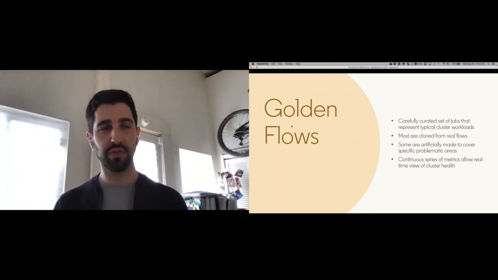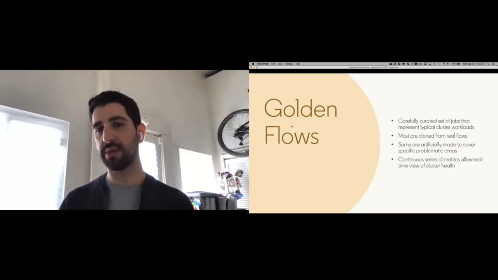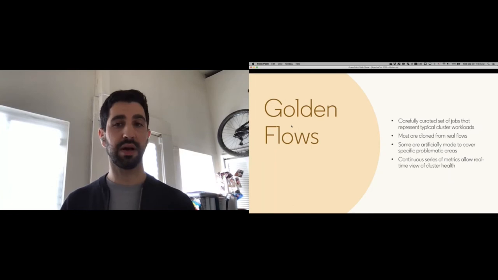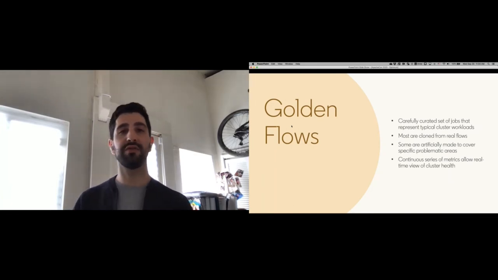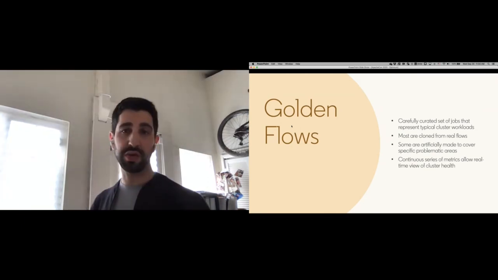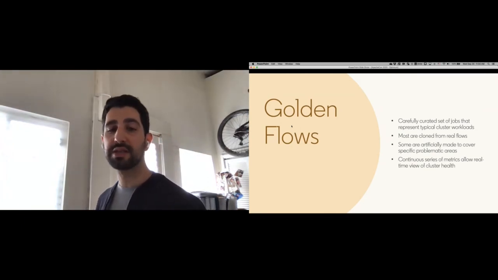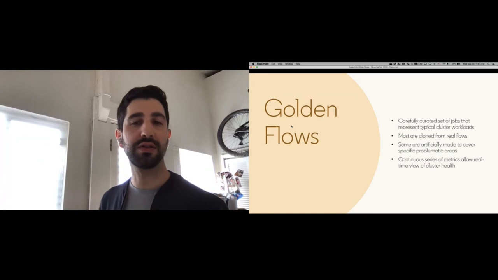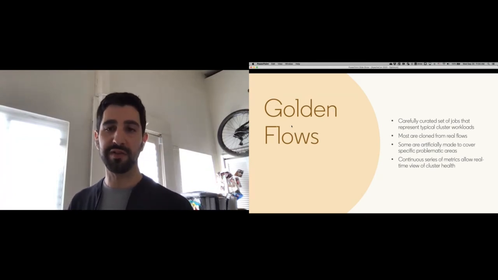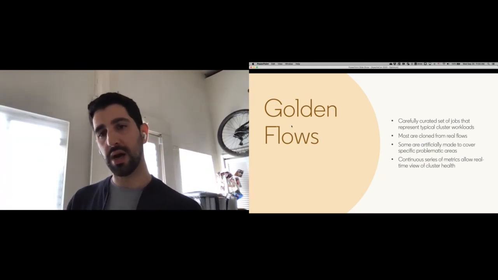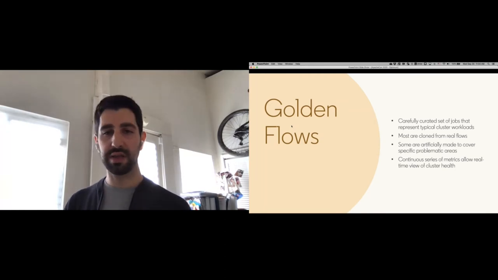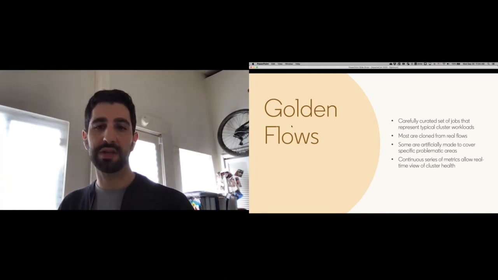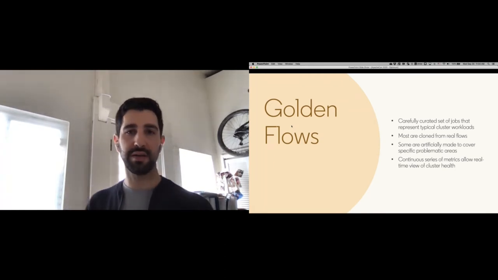Most of them are cloned from real flows. Some of them are very high priority flows that we in particular care about their SLAs. Some are artificially made to cover specific problematic areas that we have witnessed that are not covered as we want them to be in the real flows that we've created. And all of those create a continuous series of metrics that allow a real-time view of cluster health.